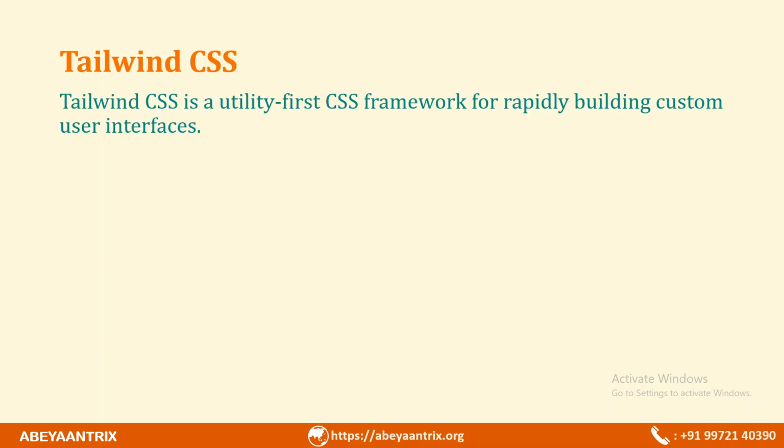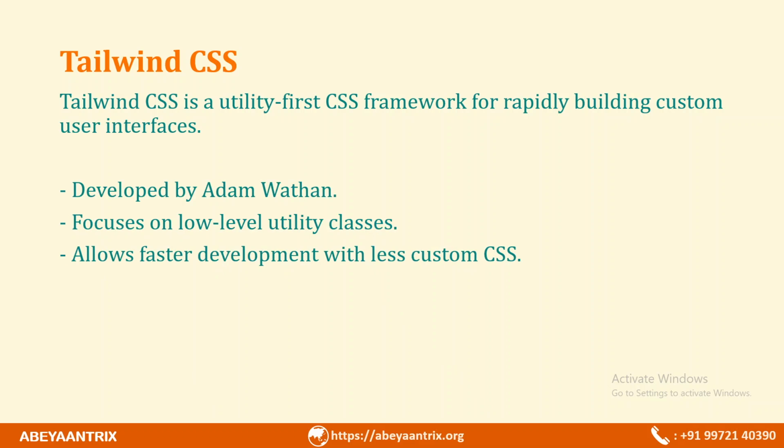Tailwind CSS is a utility first CSS framework for rapidly building custom user interfaces. Okay, custom user interfaces. This Tailwind CSS is created by Adam Wathan. Tailwind is a utility first CSS framework. Instead of writing traditional CSS, you apply pre-built utility classes directly in your HTML. So this means faster development and way less custom CSS to maintain, compared to traditional custom CSS.